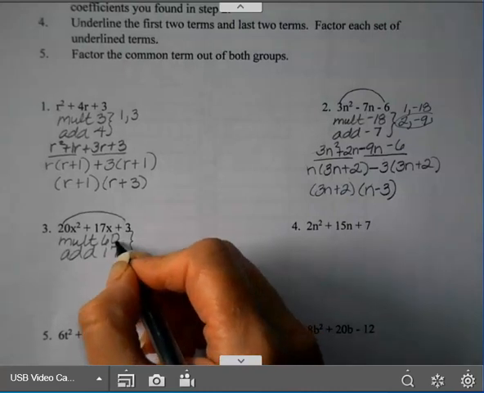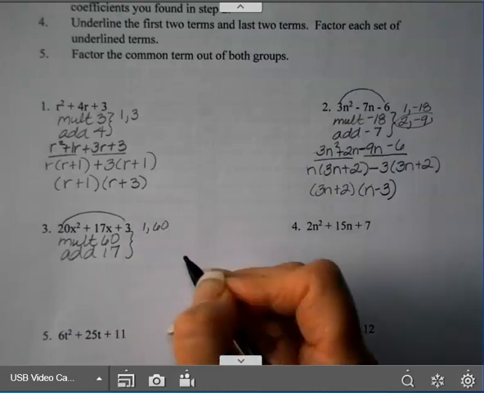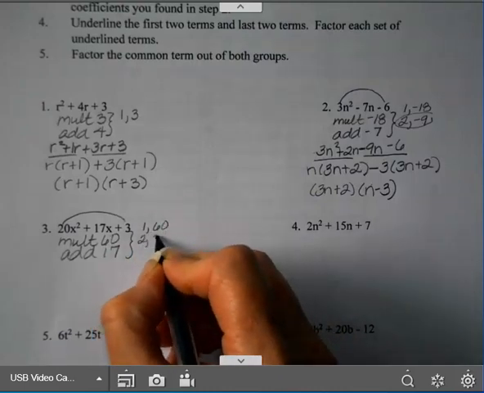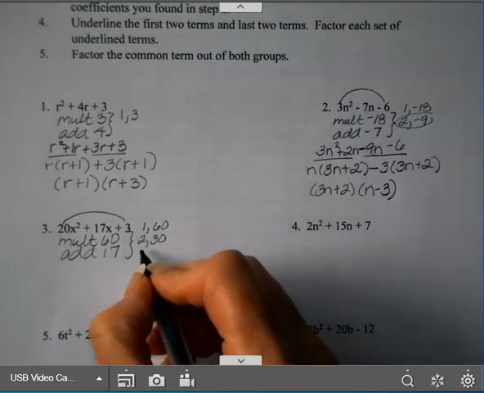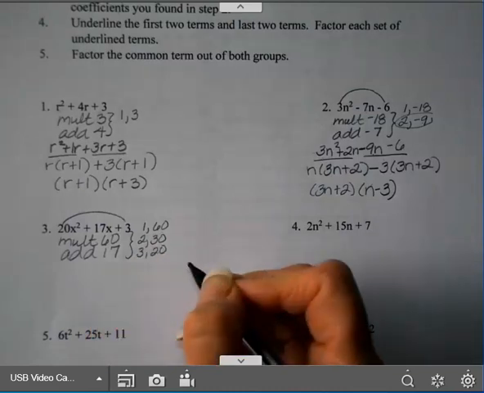It multiplies to a positive and adds to positive, so both numbers need to be positive. 1 and 60 multiply to 60. 2 and 30. So far, neither of those pairs add to 17. 3 and 20. We're getting closer. Those multiply to 60, but they don't add to 17.